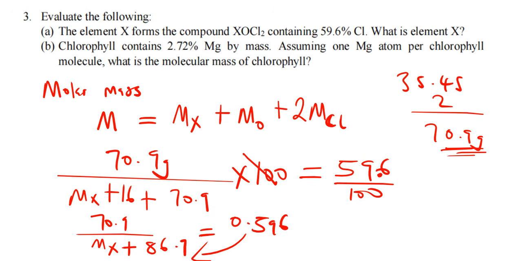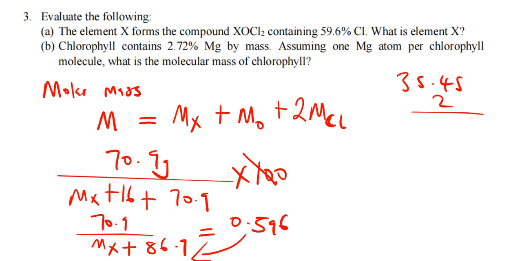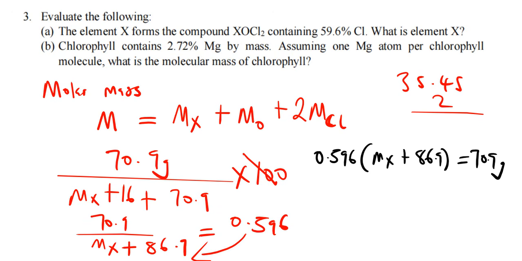Allow me to use a different color. I'm going to have 0.596 multiplied by mx plus 86.9. Since it's multiplying with everything, let me put it in brackets. This is equal to 70.9. Let me just remove the grams there, because we didn't consider the units at first.